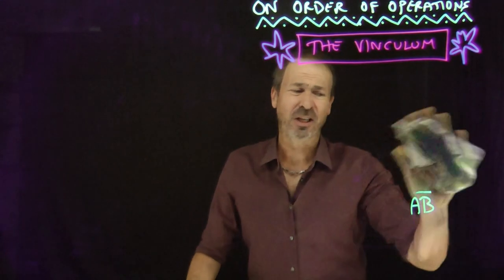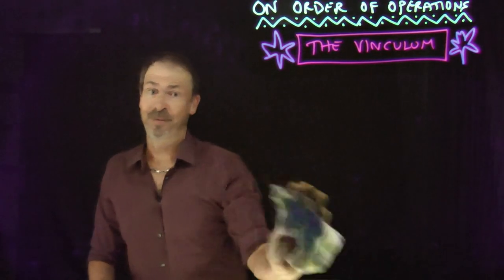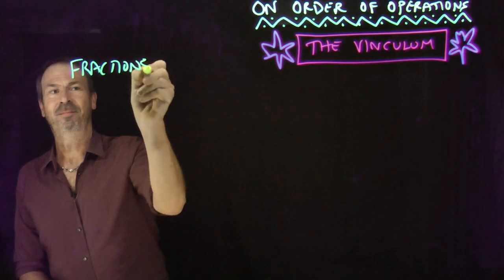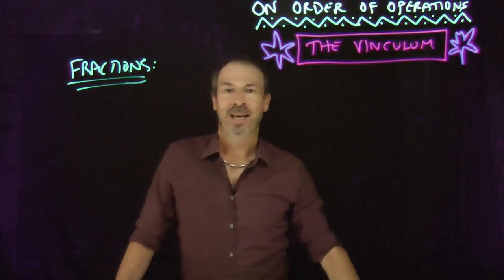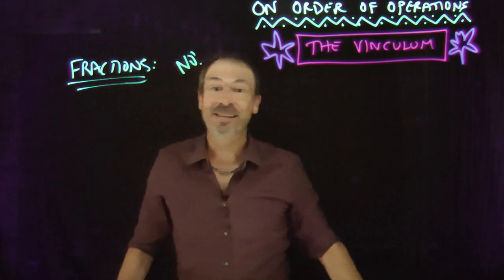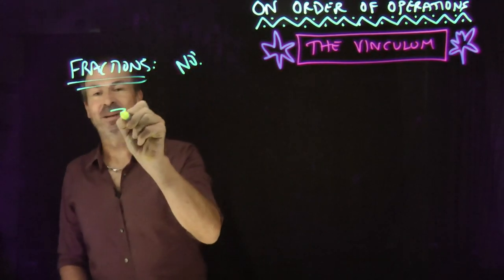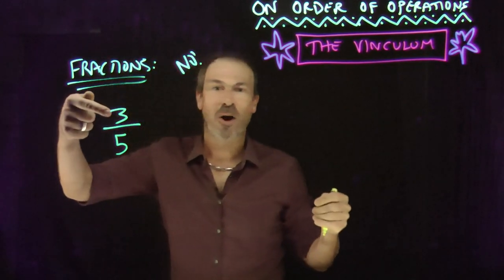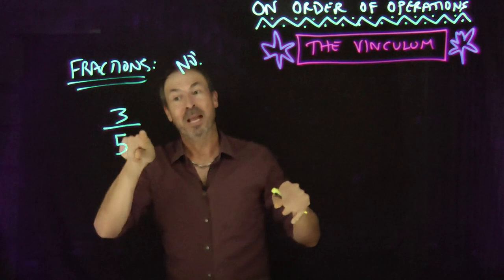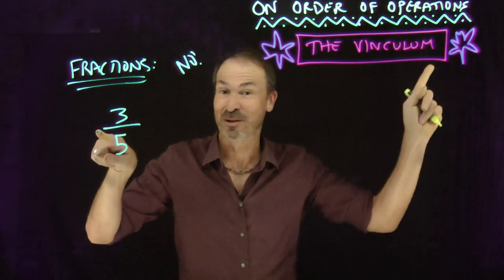There's one other place you might be thinking we use the vinculum all the time. This one. In fractions. The answer historically is actually no. What we're seeing there is not a vinculum. So if I wrote something like 3/5, we have a numerator 3, a horizontal bar, and a denominator 5. Yes, that's fraction notation, but this has its own history independent of the vinculum.